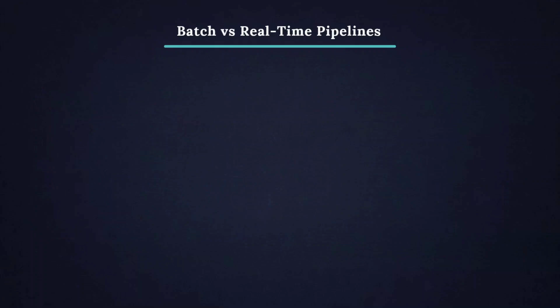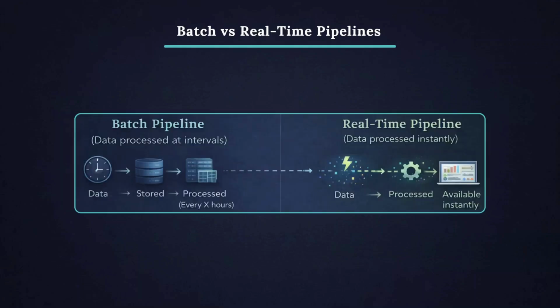Now that we understand what a data pipeline is, let's look at batch and real-time pipelines. At a high level, both pipelines follow the same idea. Data comes in, data gets processed, and then it is used. But the key difference between batch and real-time pipelines is when the data gets processed, or basically when the data gets refreshed.